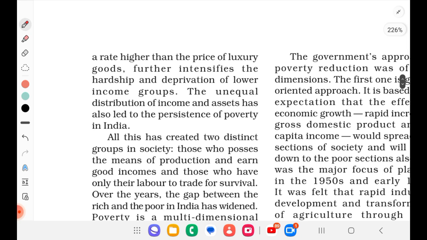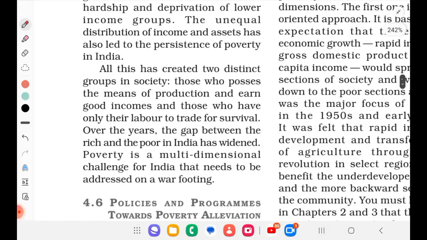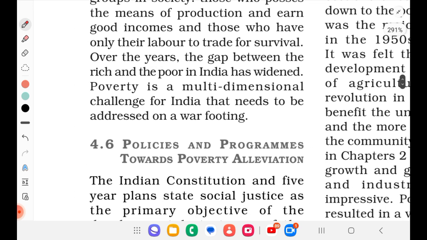The unequal distribution of income and asset has also led to persistence of poverty in India. All this has created two distinct groups in society: those who possess the means of production and earn good incomes, and those who have only their labor to trade for survival. Over the years, the gap between the rich and the poor in India has widened. Poverty is a multidimensional challenge for India that needs to be addressed on a war footing.